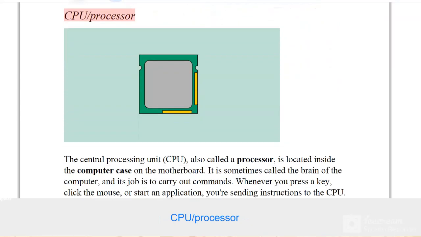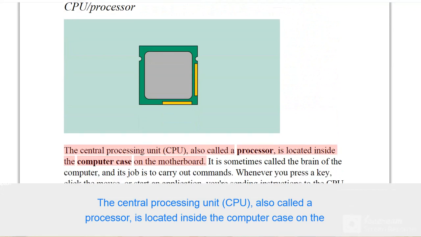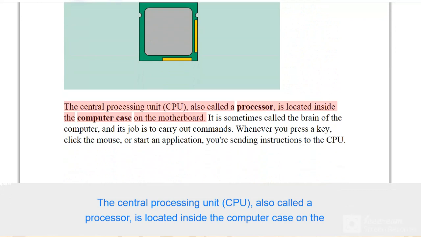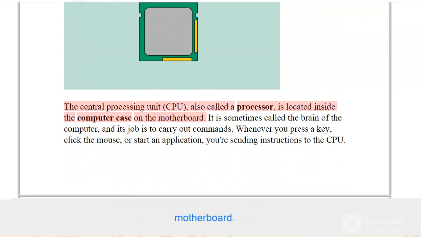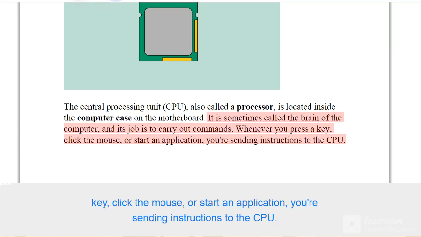CPU/processor. The central processing unit, CPU, also called a processor, is located inside the computer case on the motherboard. It is sometimes called the brain of the computer, and its job is to carry out commands. Whenever you press a key, click the mouse, or start an application, you're sending instructions to the CPU.